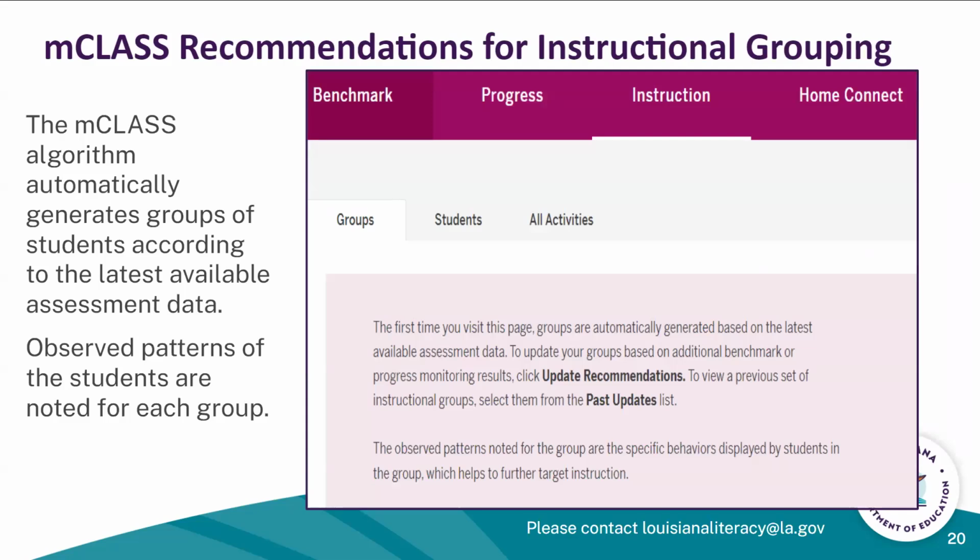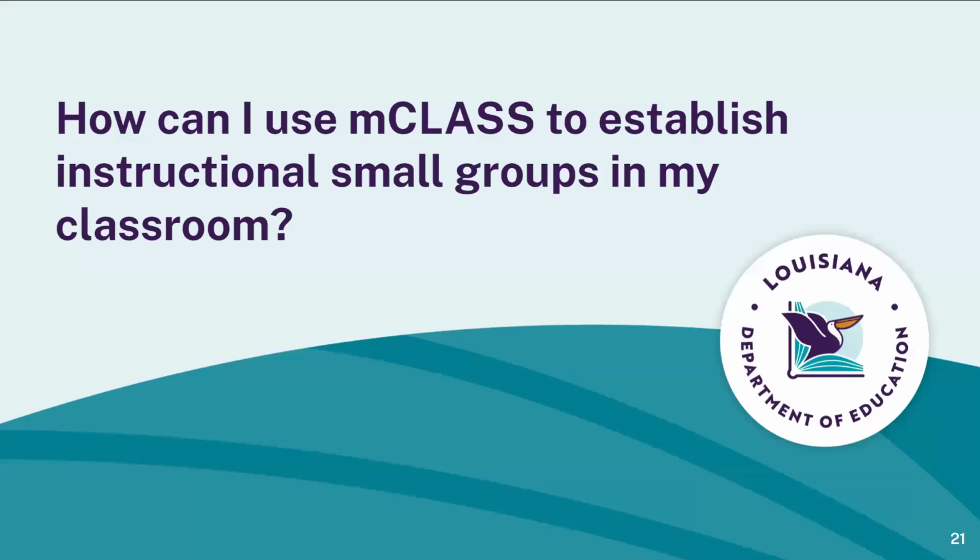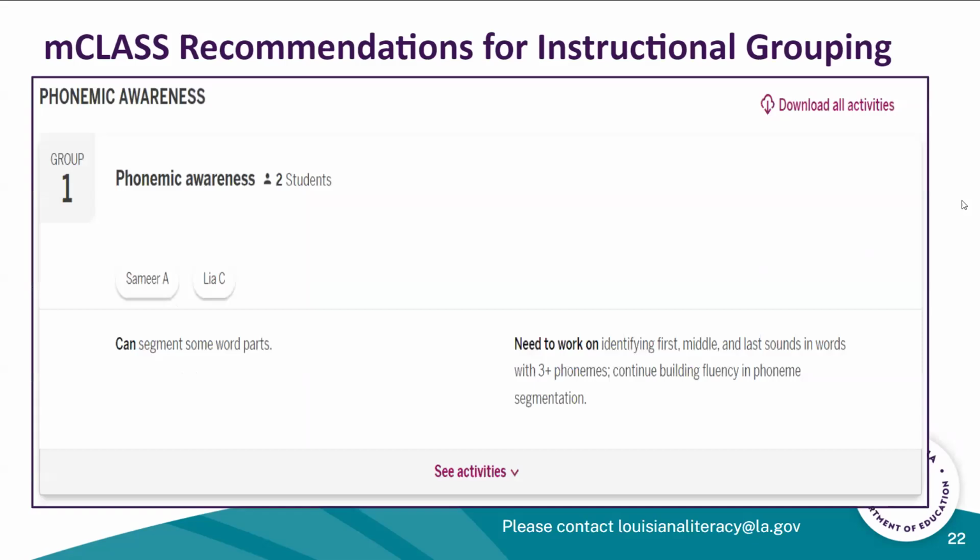The mCLASS algorithm automatically generates these groups of students according to the latest available assessment data. The observed patterns of the students are going to be noted for each group. Let's take a look at some examples of group recommendations. How can I use mCLASS to establish instructional small groups in my classroom? Again, we're going to look at some examples of recommended instructional grouping based on the sample class data.